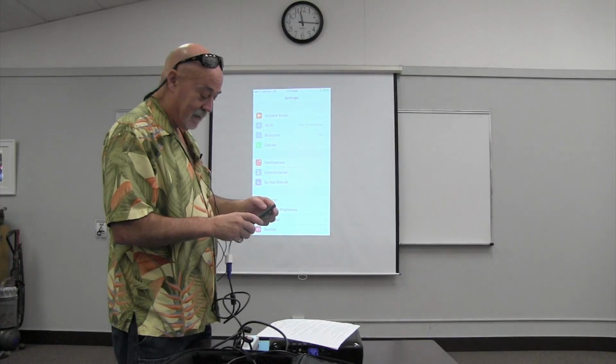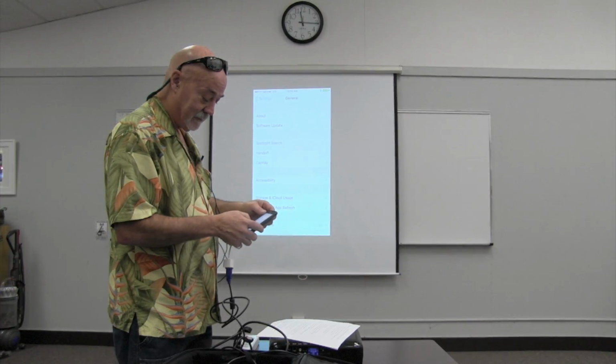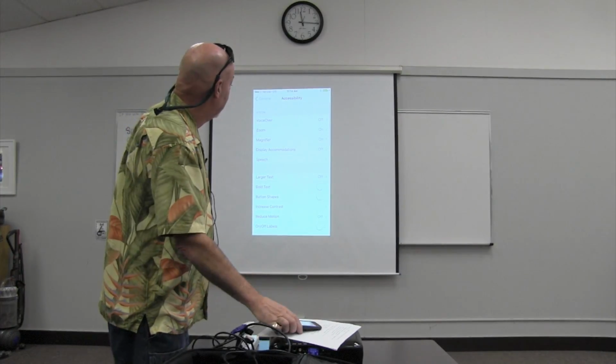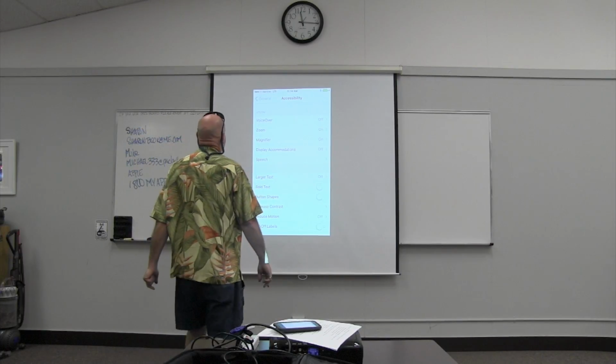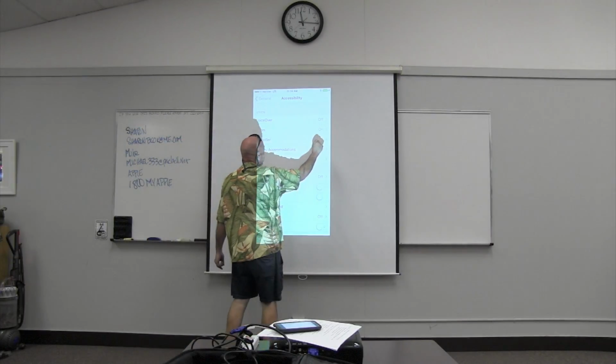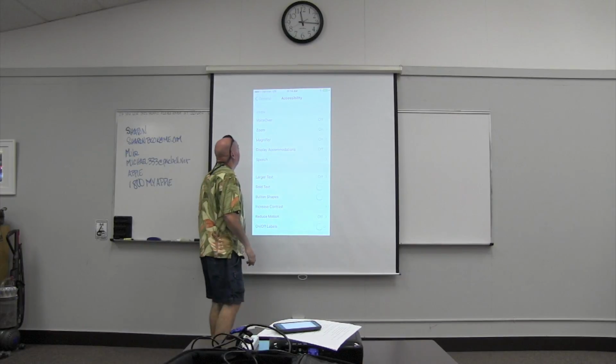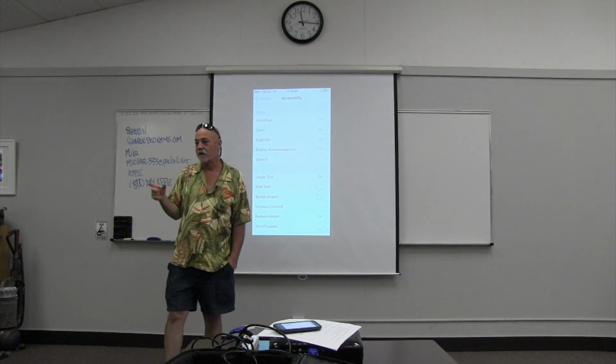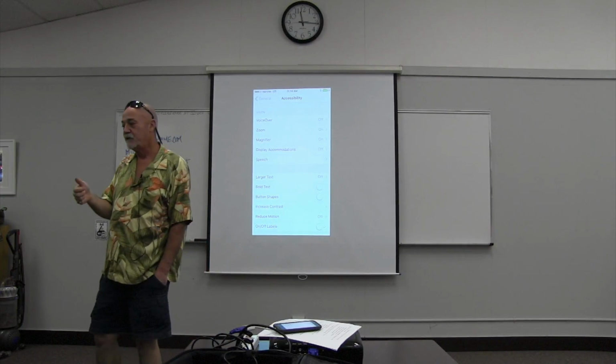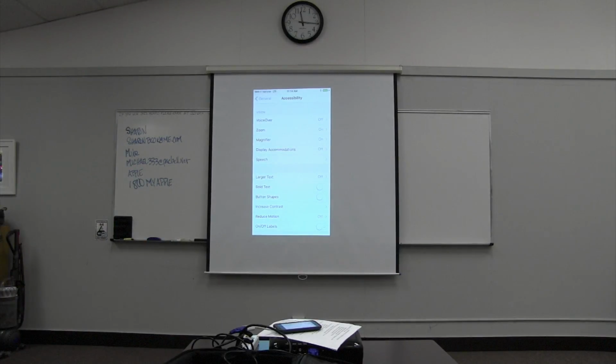Settings. General. Accessibility, up at the top. Zoom, turn on. Magnifier, turn on. Zoom is your camera lens. That'll go through your camera that you use three taps on the home button for.